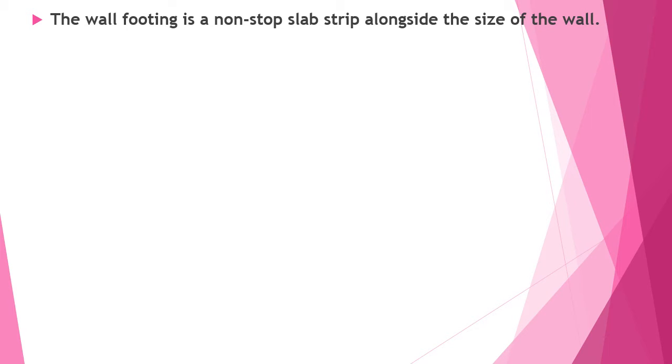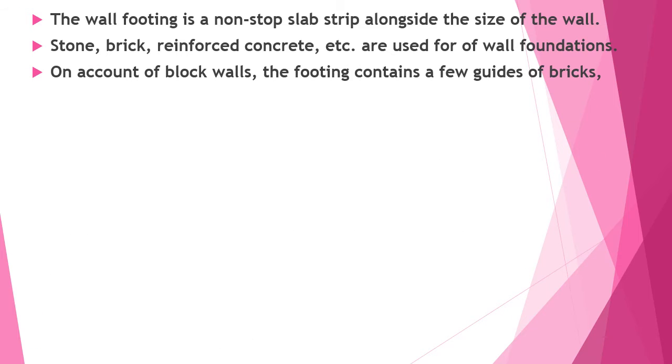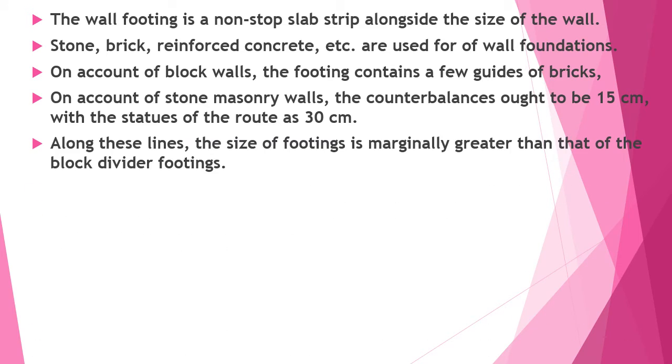The wall footing is a continuous strip along the sides of the wall. Stone, bricks, or reinforced concrete, anything can be used for this type of foundation. In the case of brick walls, the footing contains a few courses of bricks. In the case of stone walls, the offset should be 15 centimeters with the thickness of the footing at 30 centimeters. Along these lines, the size of the footing is slightly greater than that of brick wall footings.